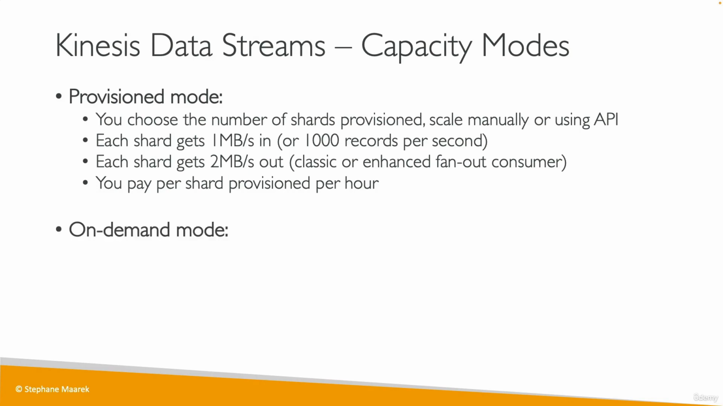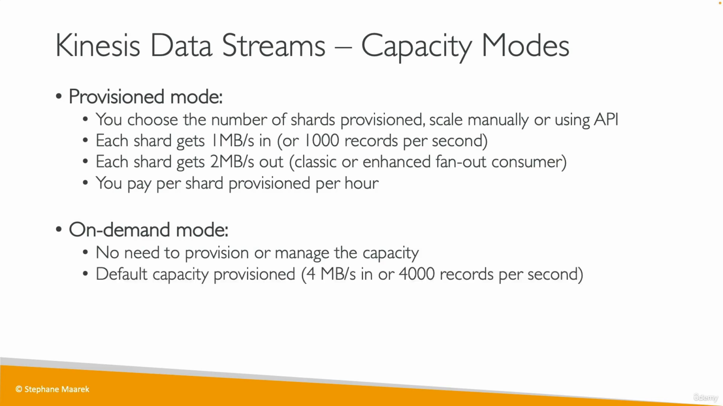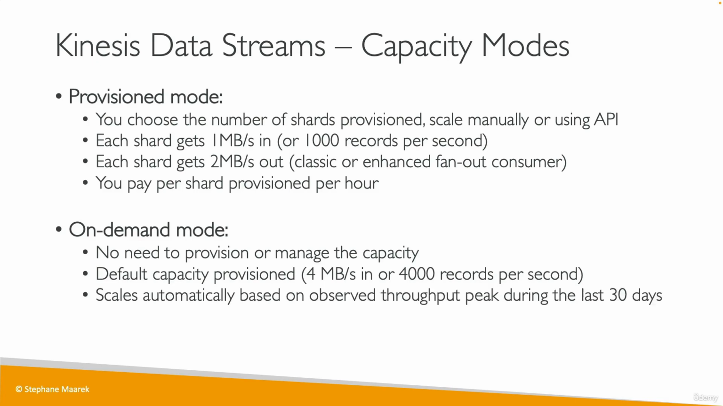But the second mode is a newer mode called on-demand mode. And in this, you don't need to provision or manage the capacity. That means that the capacity will be adjusted over time on demand. You get the default capacity provisioned, which is 4 megabytes per second or 4,000 records per second. And then there will be automatic scaling based on the observed throughput peak during the last 30 days. And in this mode, you're still going to pay per stream per hour and per data in and out per gigabyte. So a different pricing model. So if you don't know your capacity in advance, go for on-demand. But if you can plan capacity in advance, you should go for provisioned mode.